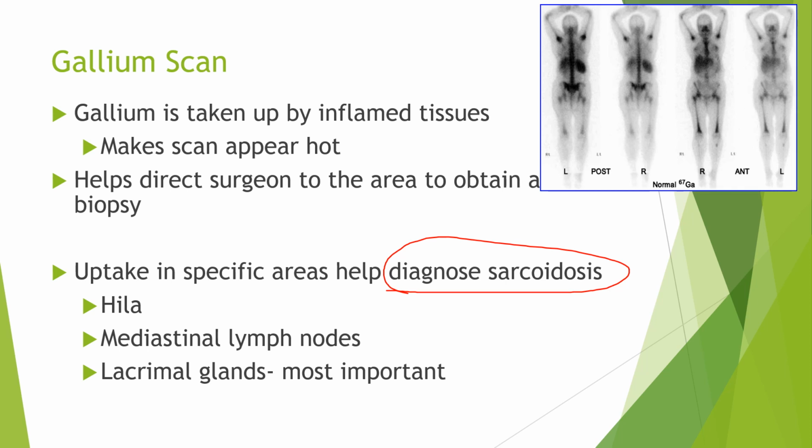So this is where we can look at the lymph nodes, the lacrimal glands, and the hila in a lot more detail. The big thing that this does is it highlights inflammatory tissues, anything that's inflamed, which in these areas, the lacrimal glands, lymph nodes, and the hila, are going to show up prominently, and then we know exactly where to go get that biopsy.